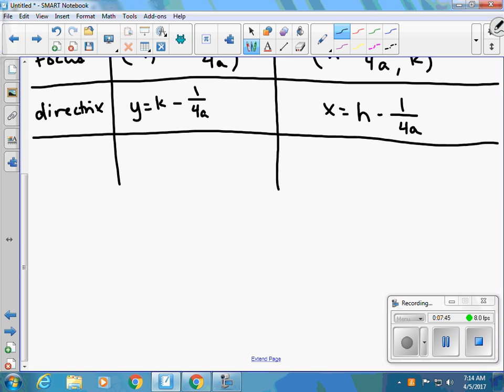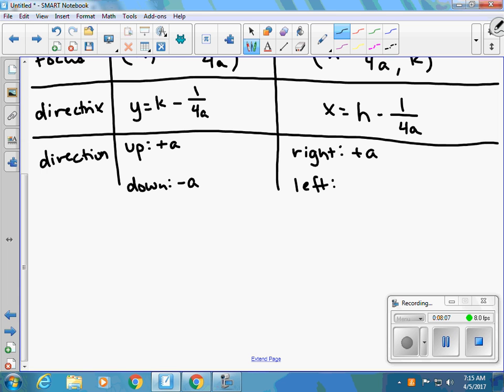Direction of the opening. This just tells us whether it opens up or down. If it's up, it's a positive a. If it's down, it's a negative a. If it's to the right, this is going to be a positive a. If it's to the left, it's a negative a.